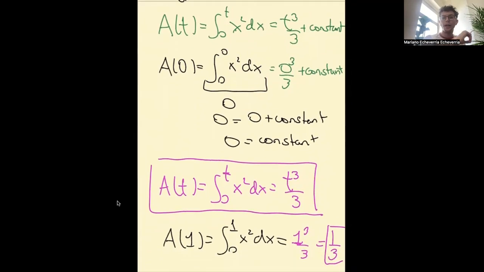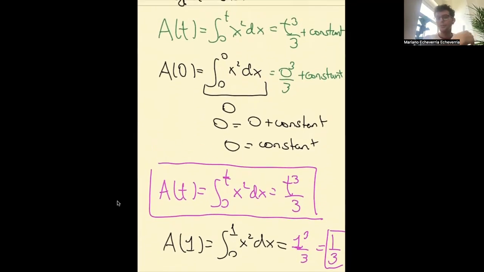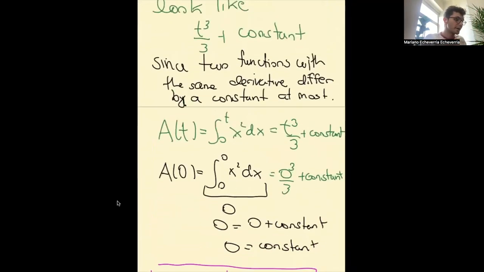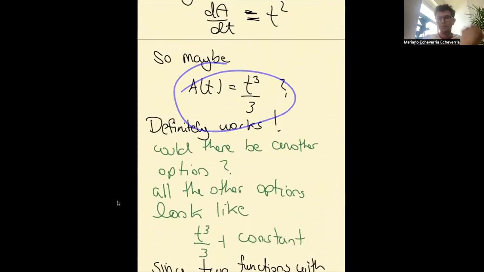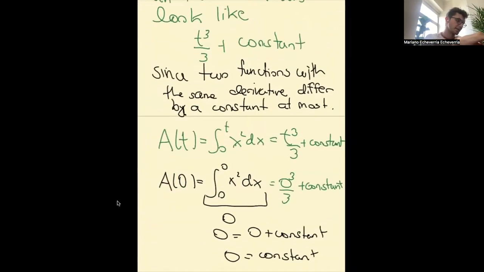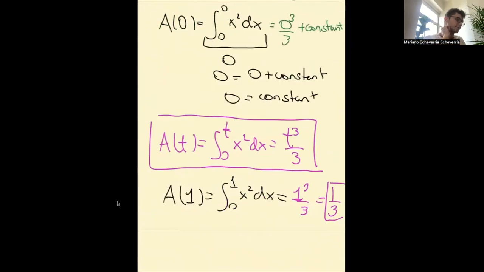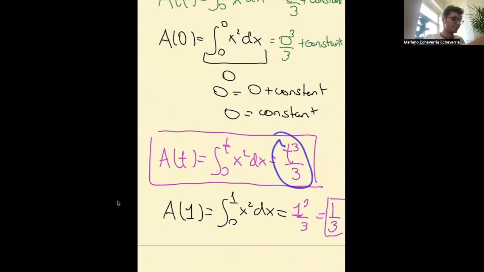And that's why actually your first guess was the correct one, in the sense that in this case you didn't have to worry about this extra constant. And so the answer had to be 1/3. Once you know that the area formula is t cubed over 3, and if you wanted the area up to 1, you just plug in 1 here and then you get 1/3. Is that okay?